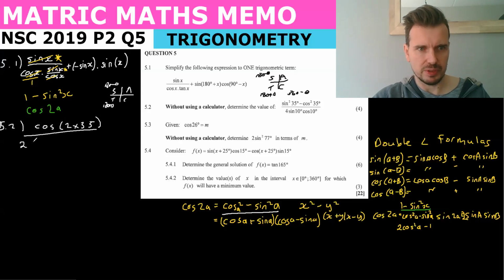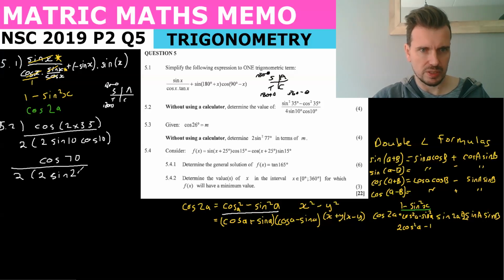And then the second one, we're going to take it out and we're going to have it like 2 sine 10 cos 10, which we can then convert to, so we're going to keep this then as cos 70, and this is going to be 2 sine 20. Okay, now we're going to convert one of these, so cos 70 is sine 20. So we can just convert it to sine 20 over 2 sine 20, which is a half.